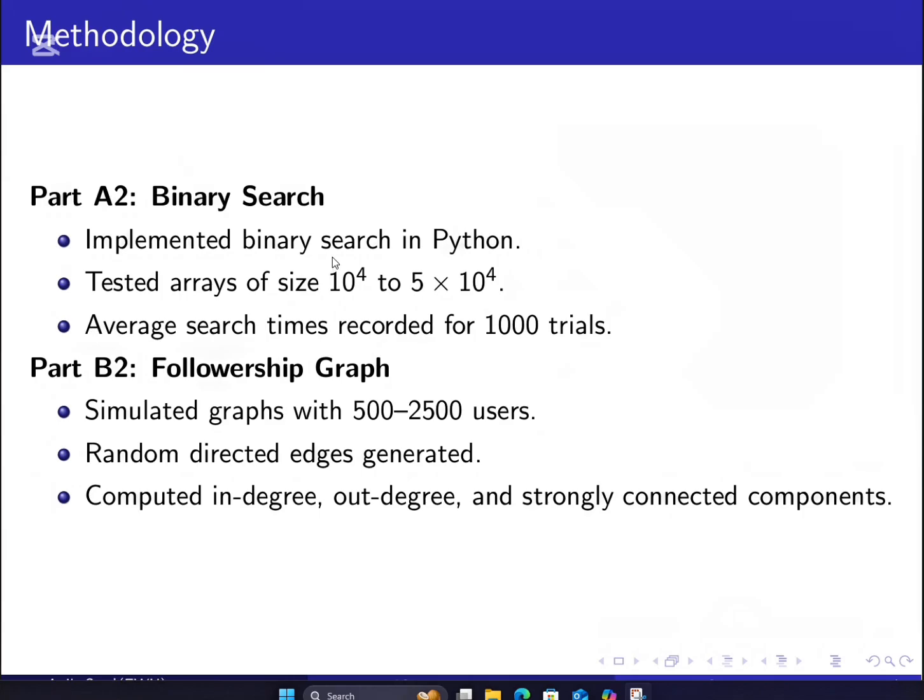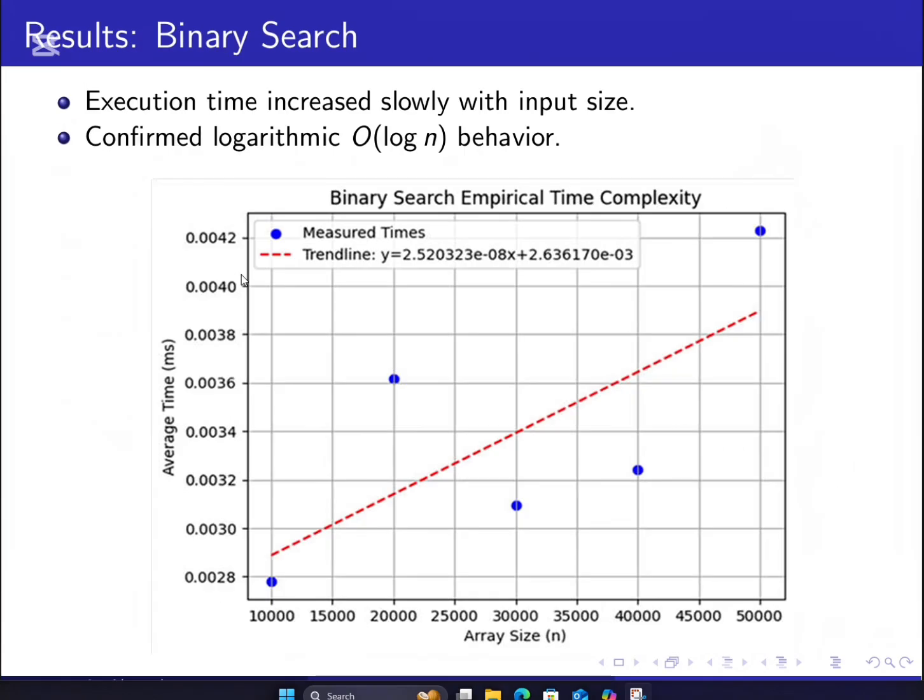Methodology. Our work was divided into two parts. For binary search, we implemented it in Python and tested it on arrays ranging from 10,000 to 50,000 elements. Each case was repeated 1,000 times to get a reliable average. For the followership graph, we simulated a network of 5,000 to 25,000 users. We randomly generated directed edges and then computed metrics like in-degree, out-degree, and strongly connected components.